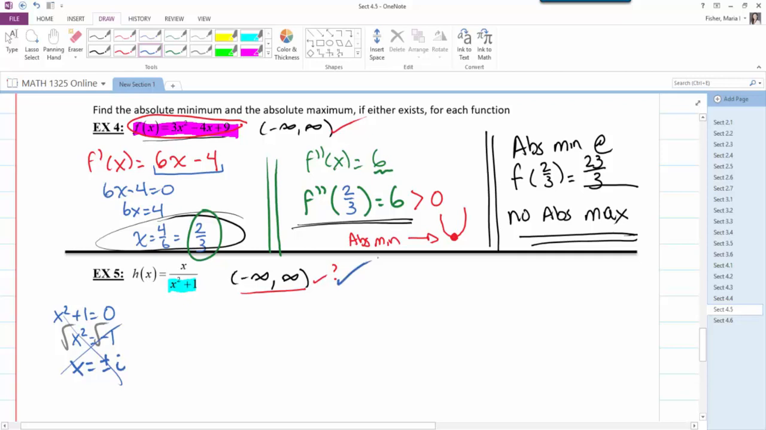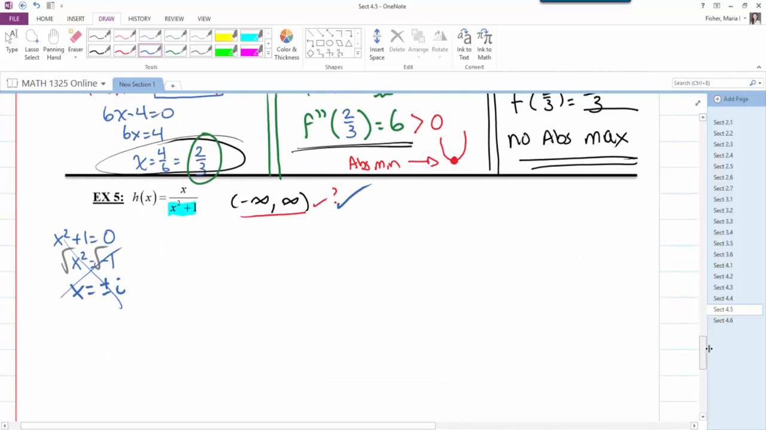So now what I need to do is find the first and the second derivative. Well, this is a quotient. Since it's a quotient, I'm going to need to use the quotient rule. So I get h prime of x is equal to the bottom times the derivative of the top. Well, the derivative of x is equal to 1, minus the top times the derivative of the bottom, which is 2x, all over the bottom squared.